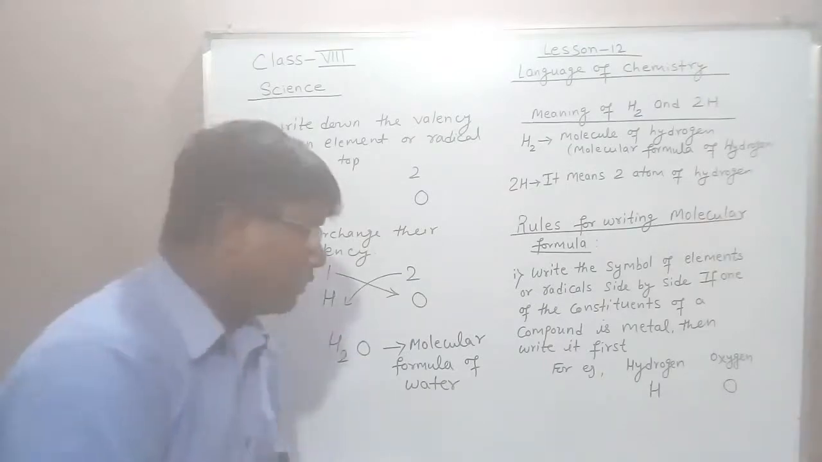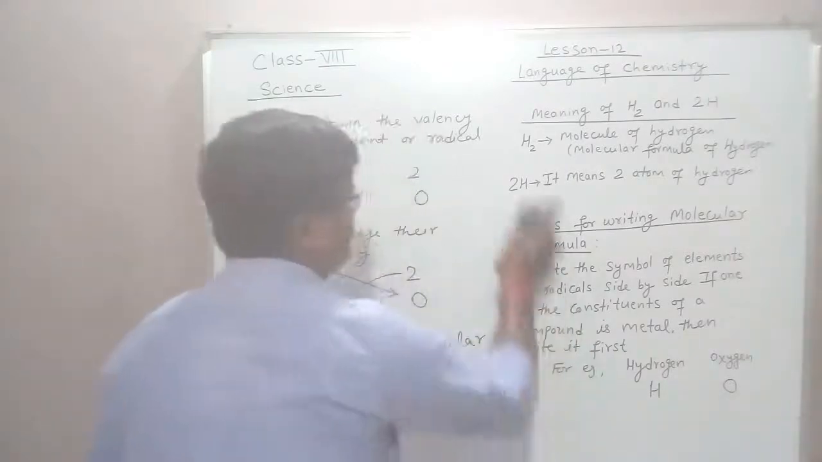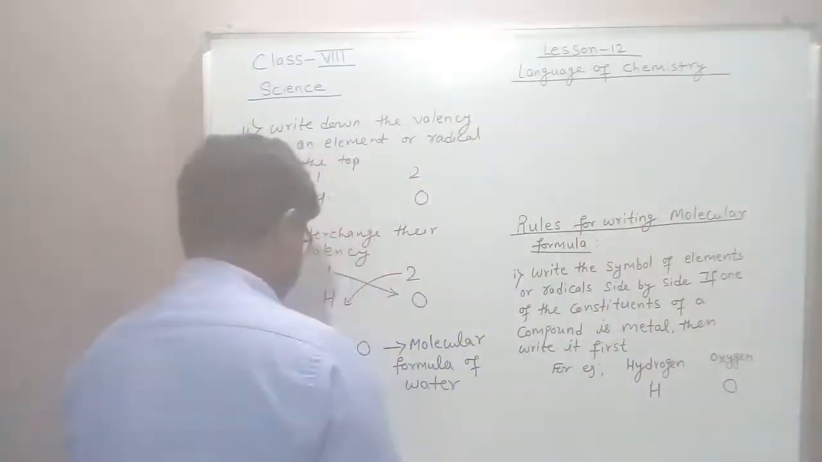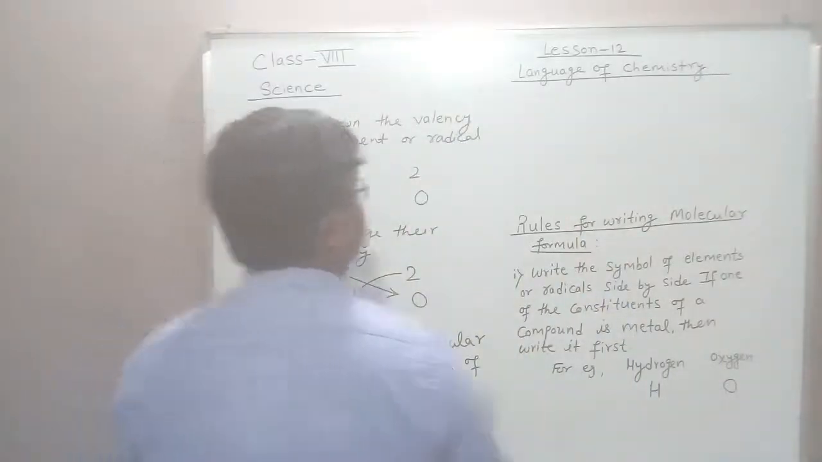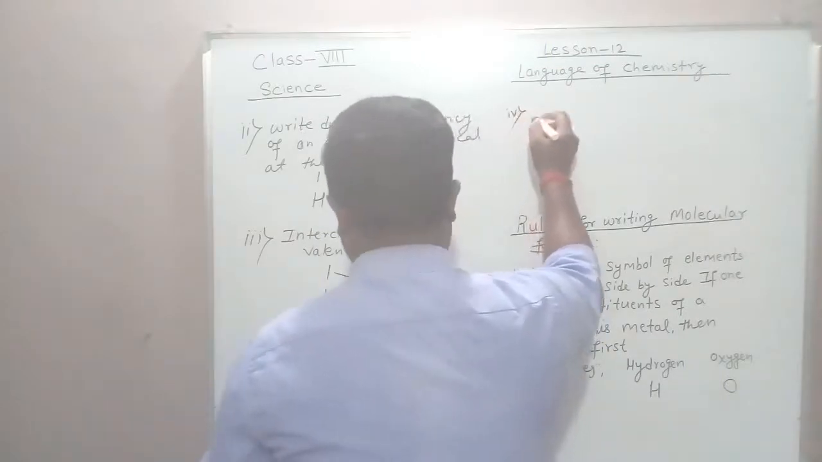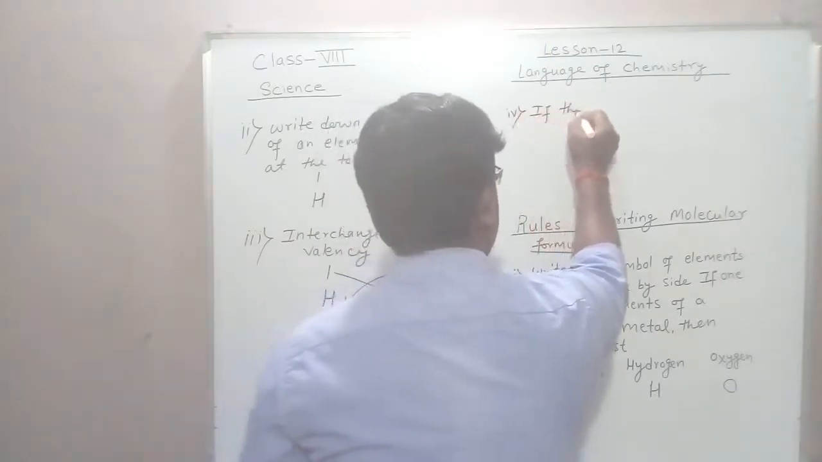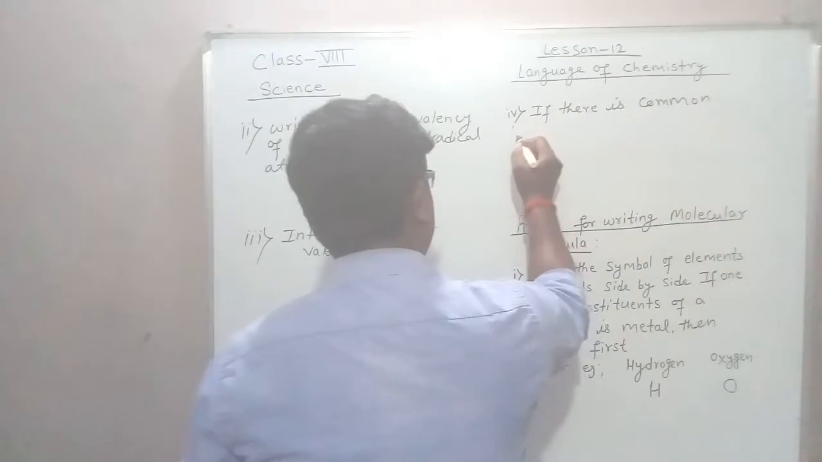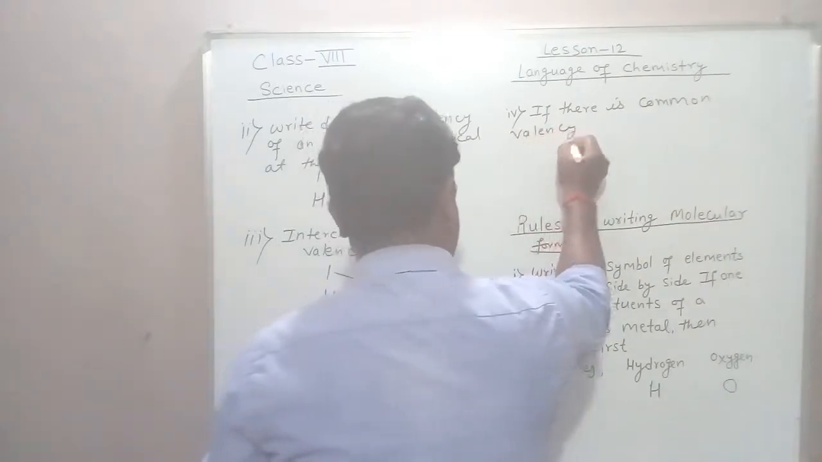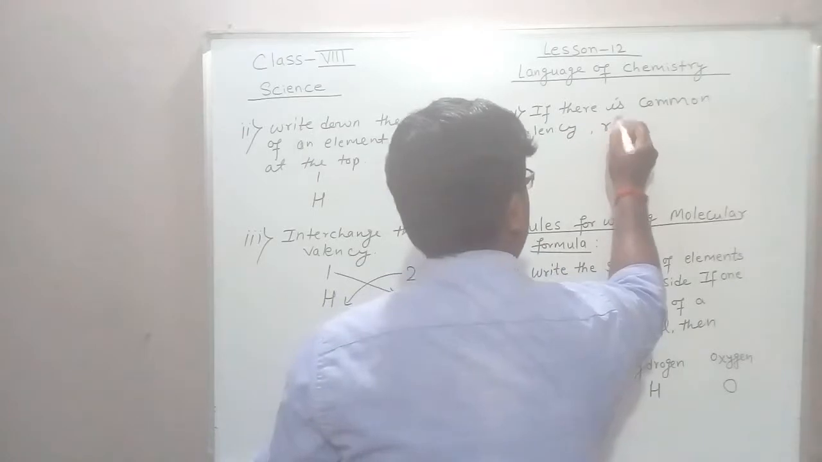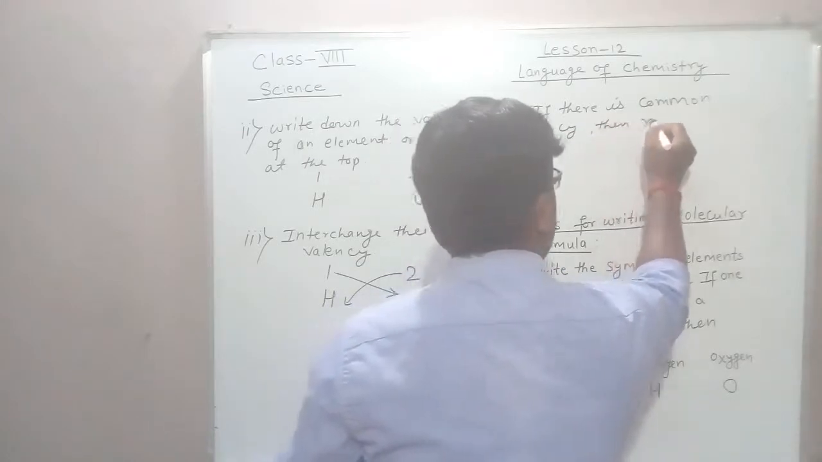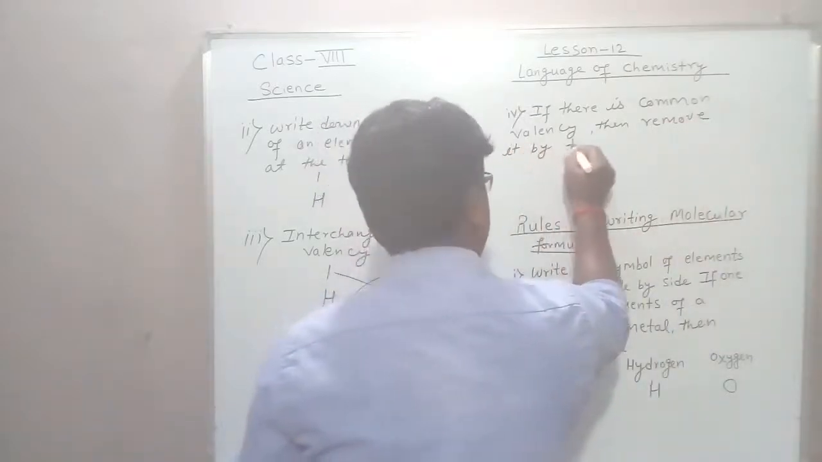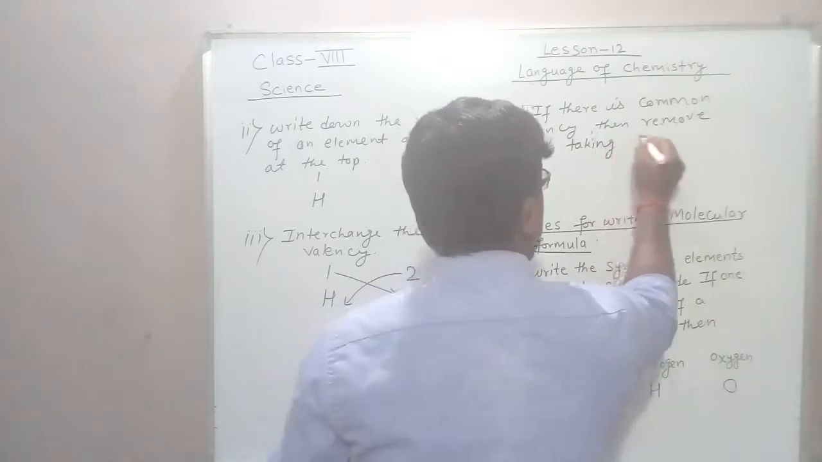Sometimes one more rule applies. Sometimes the valencies are the same. So your fourth step is: if there is a common valency, then remove it by taking common.